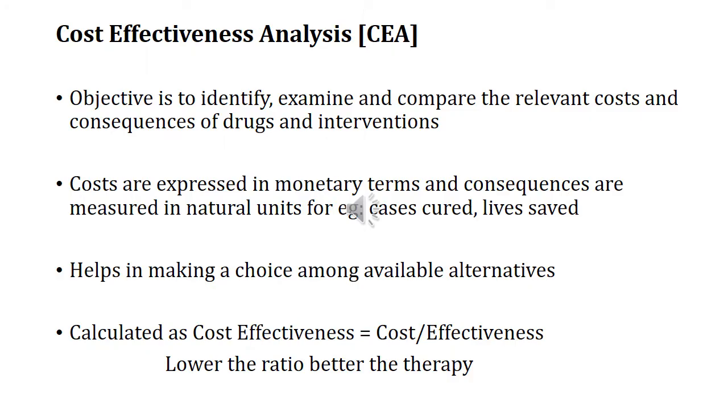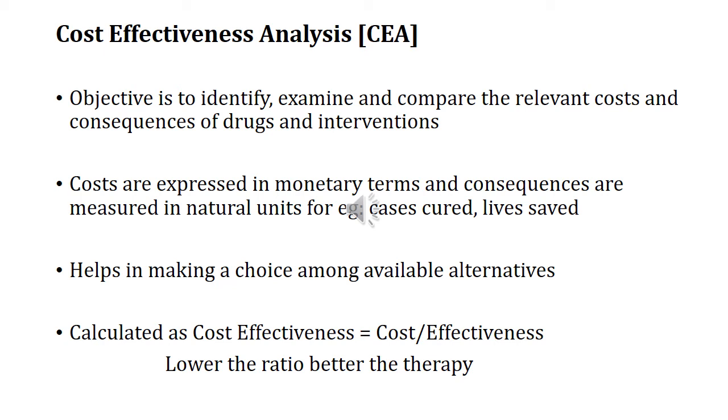The next method is cost effectiveness analysis. The objective of this method is to examine and compare the cost and consequences of drugs and interventions. Here cost is in terms of monetary values, that is money, and consequences are in natural units. For example, the natural units are cases cured, lives saved, deaths averted.